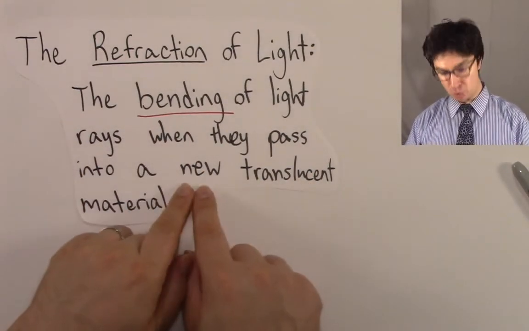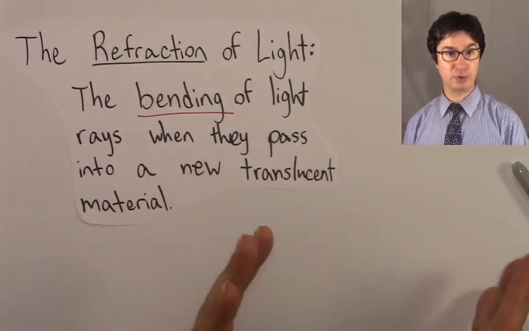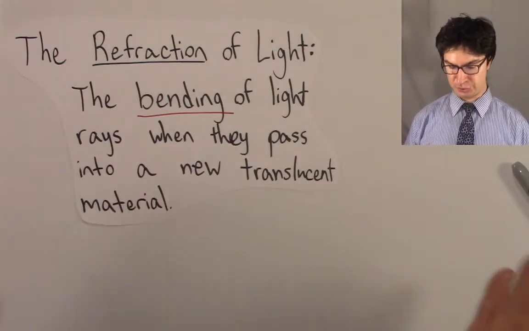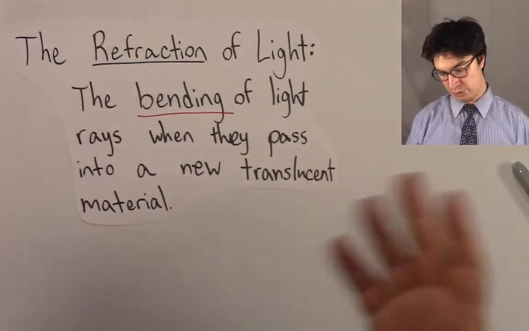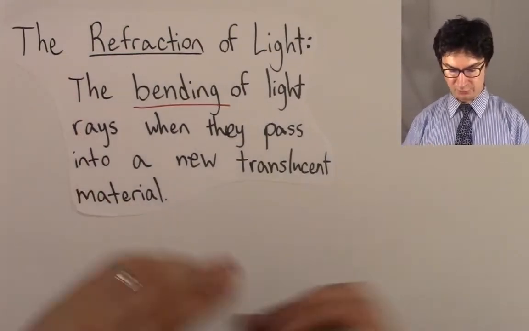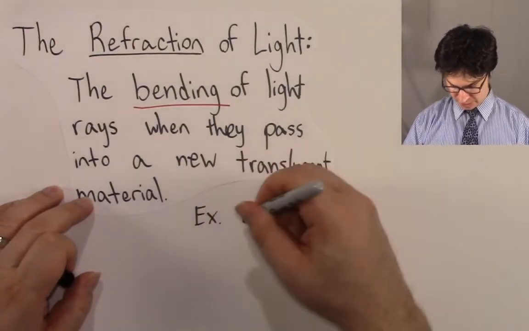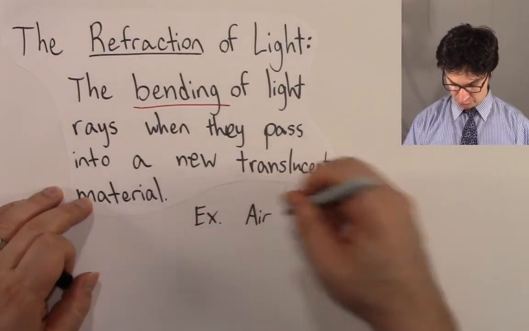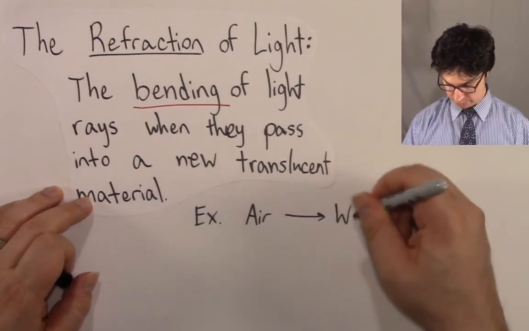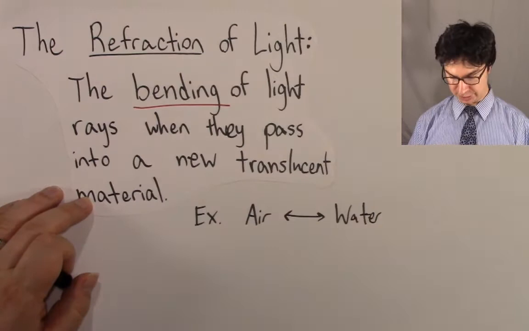And it's got to be a new, that's an important word, a new translucent material. Translucent means that the light can pass through it. So a brick wall is not translucent, so you won't see refraction of light through a solid object like a brick wall. What are some examples of where you might see refraction of light? So some examples might be if light passes from air into water, or vice versa, from water back into air. You're going to see some refraction.